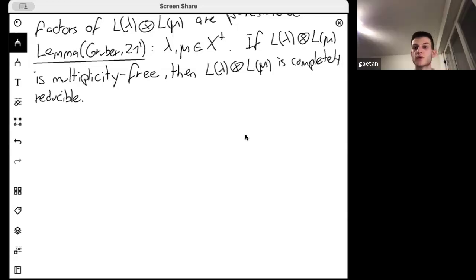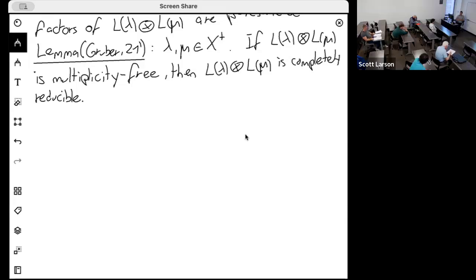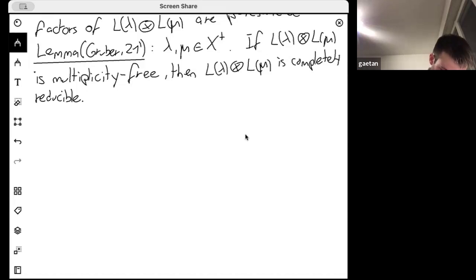And another important tool that we use for the classification of multiplicity-free tensor products is a link between characteristic 0 and positive characteristic. And since we have the classification in characteristic 0, we can use all those results in positive characteristics. So this is the following theorem.